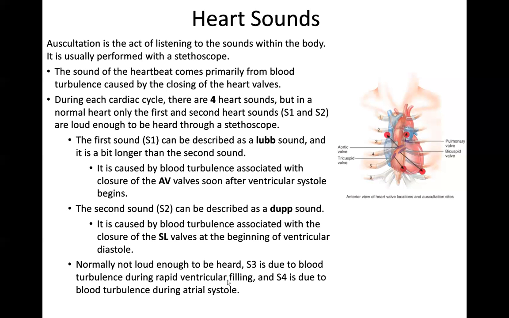What normally can't be loud enough to be heard are S3 and S4. S3 is a sound produced by the blood turbulence due to rapid ventricular filling. S4 is due to the blood turbulence associated with atrial systole. Looking at the figure, you can kind of see where those valves are and how those are all going to be listened for. Not that that's really that big of a deal for you to know. As far as the exam goes, I do want you to make sure you know what causes S1, S2, S3, S4, but definitely make sure you know S1 and S2 are due to the closure of the AV and then SL valves.